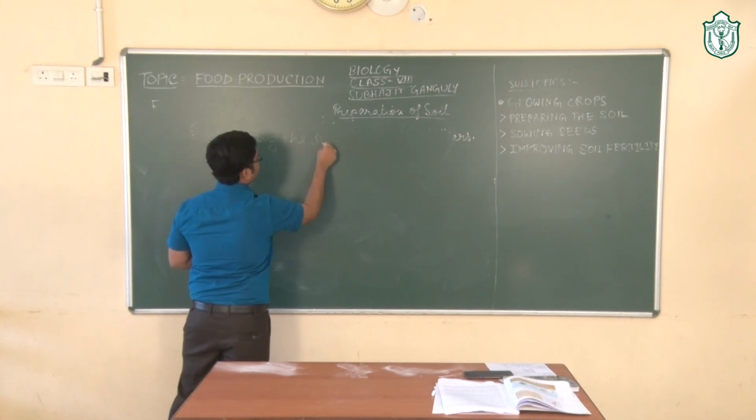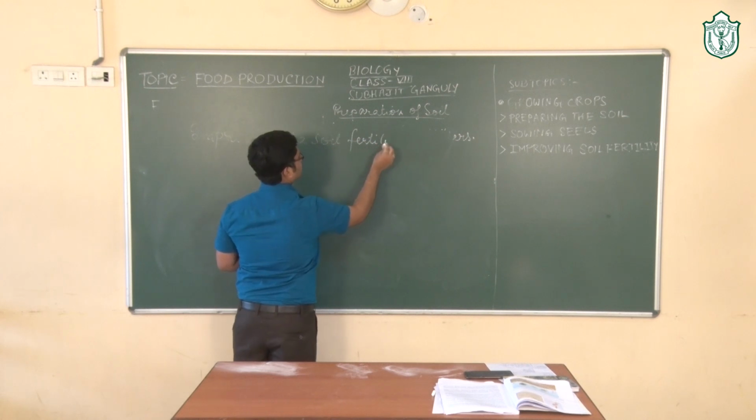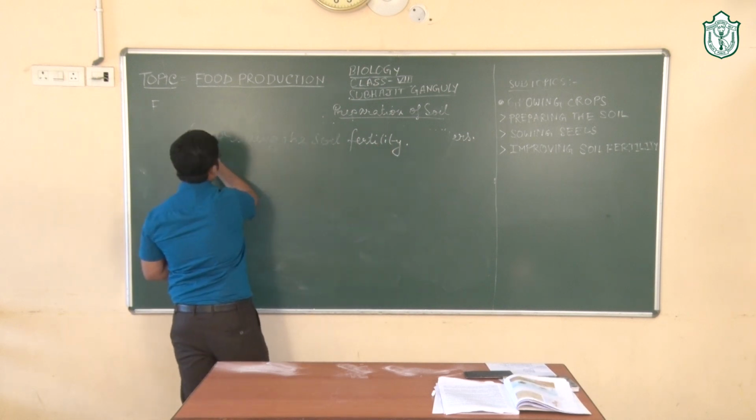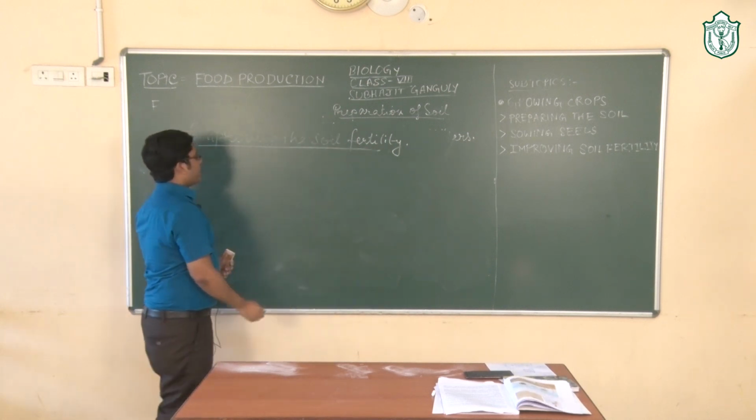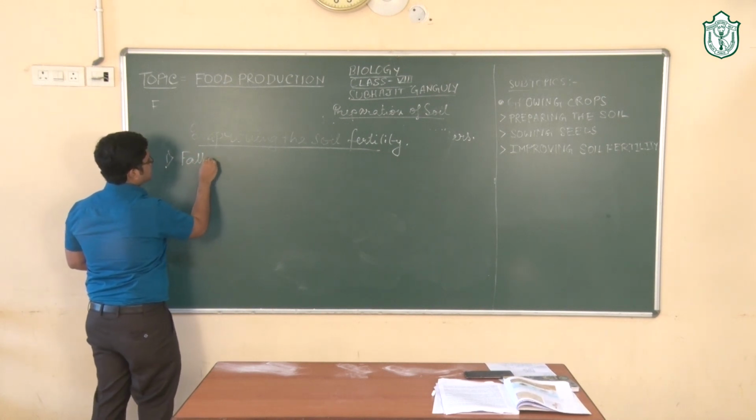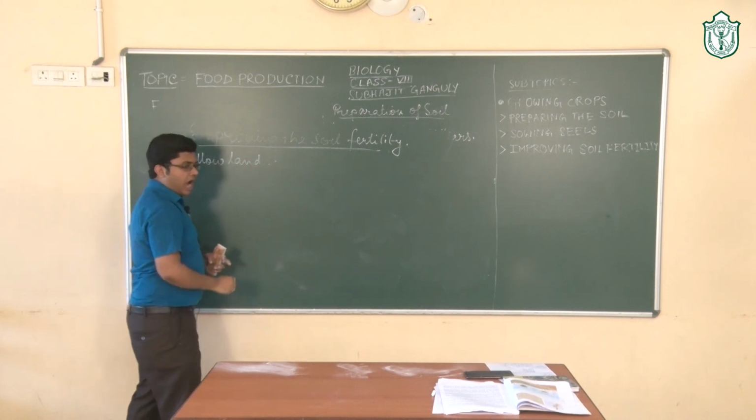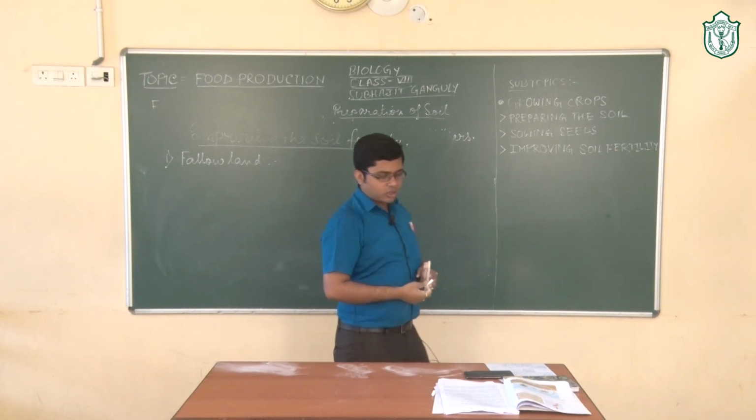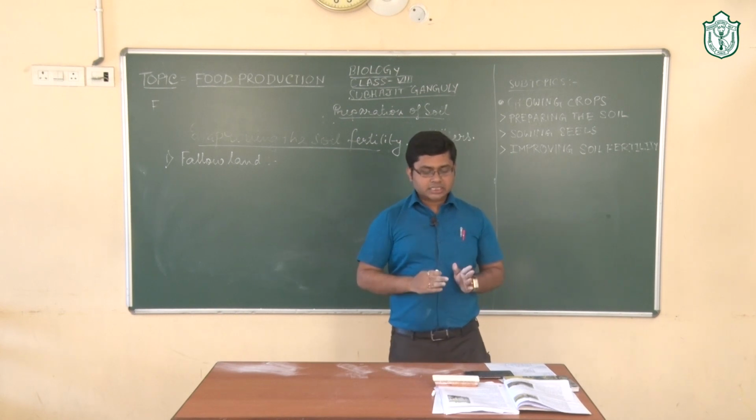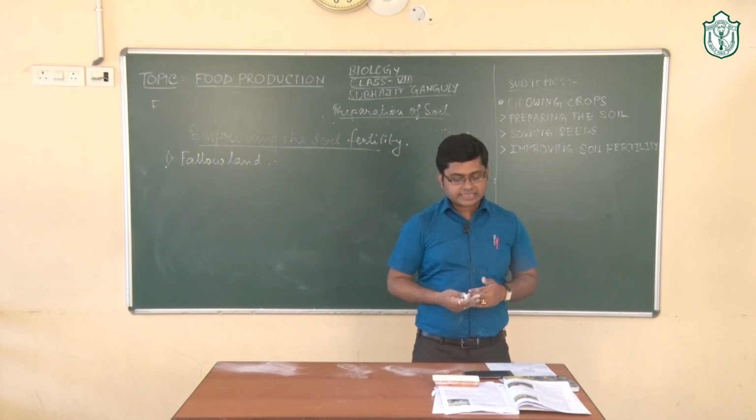Improving the soil fertility. This could be done by the following techniques. The first one is fallow land. What is a fallow land? A fallow land is a piece of land which is not allowed to cultivate for more than one seasons.